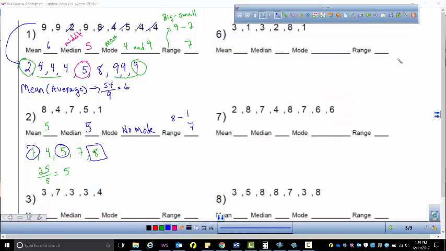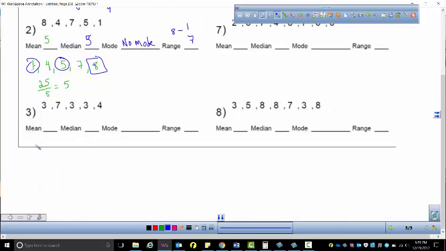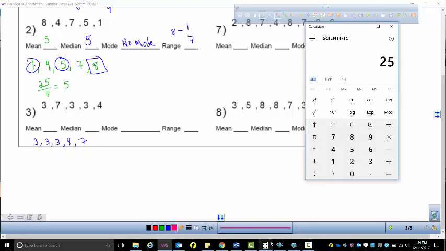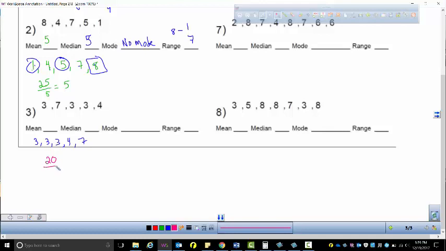All right, now let's look at number 3. If I put these in order, I have 3, 3, 3, 4, 7. So the first thing I'm going to do is find the mean. So I'm going to get my calculator. I'm going to go 3 plus 3 plus 3 plus 4 plus 7 is 20. But then I have to divide by 1, 2, 3, 4, 5. So my mean is 4.